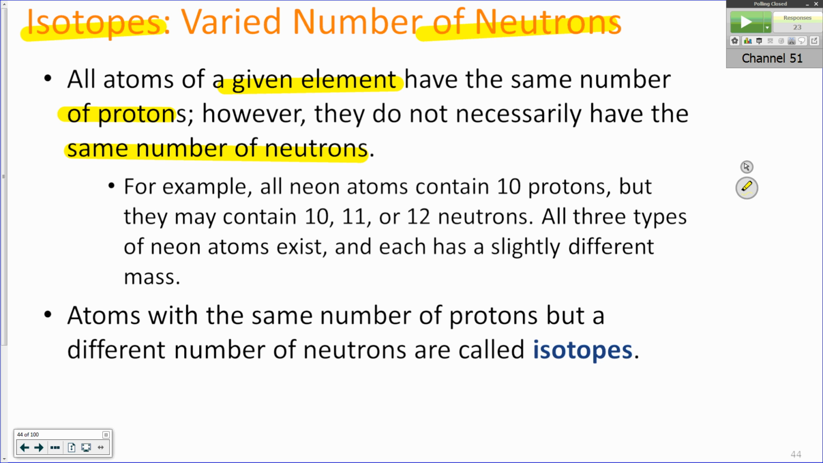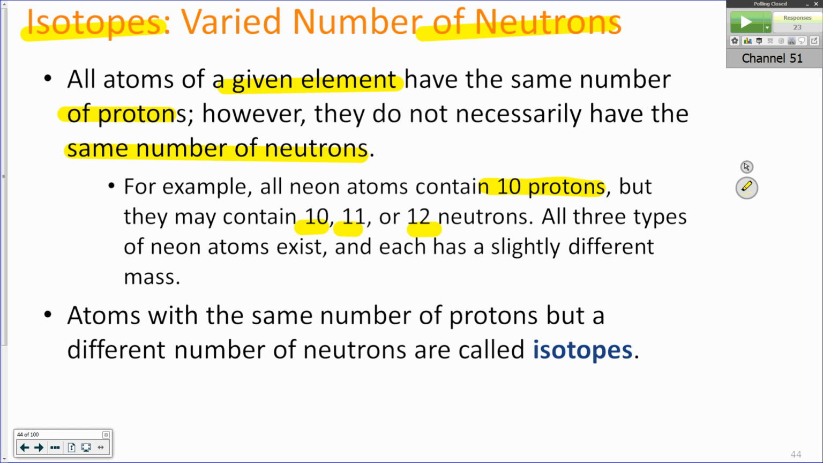For example, if I look at neon in the periodic table, find neon, it's right here, it's element 10. That tells me all the atoms of neon have 10 protons. However, they can vary in the number of neutrons that they have. Some of the atoms have 10 neutrons, some have 11, some have 12. Now, all three are forms of neon. They just vary with the number of neutrons that they have.